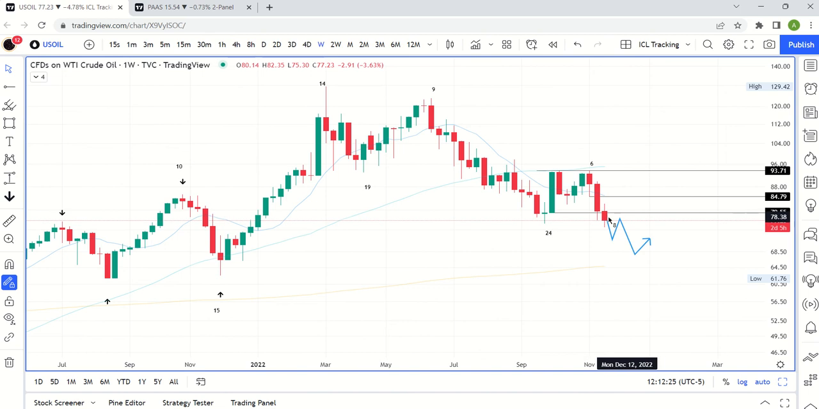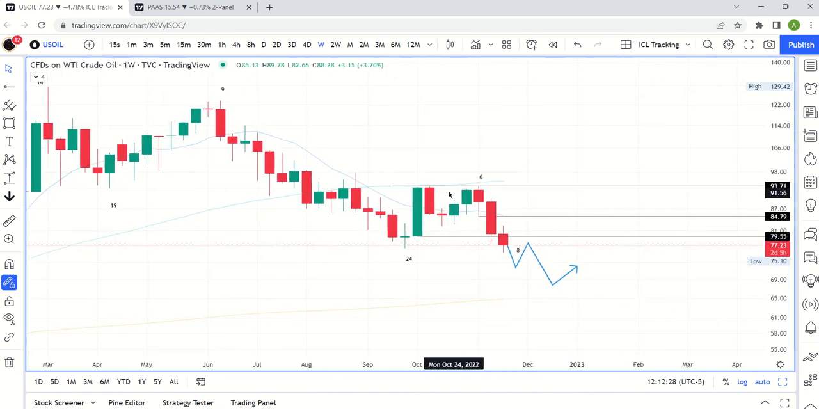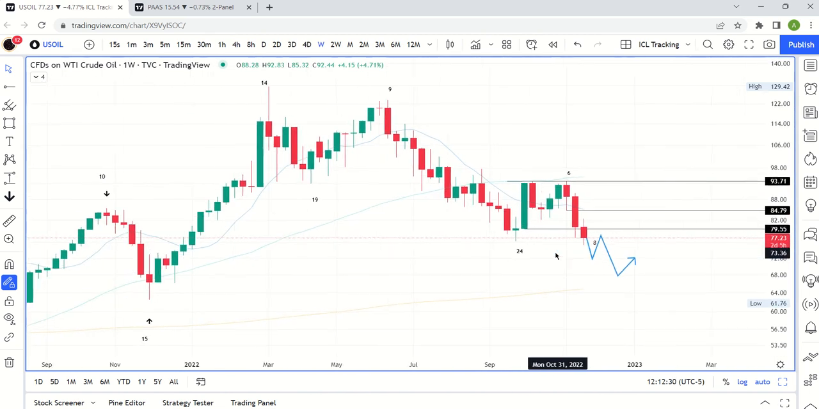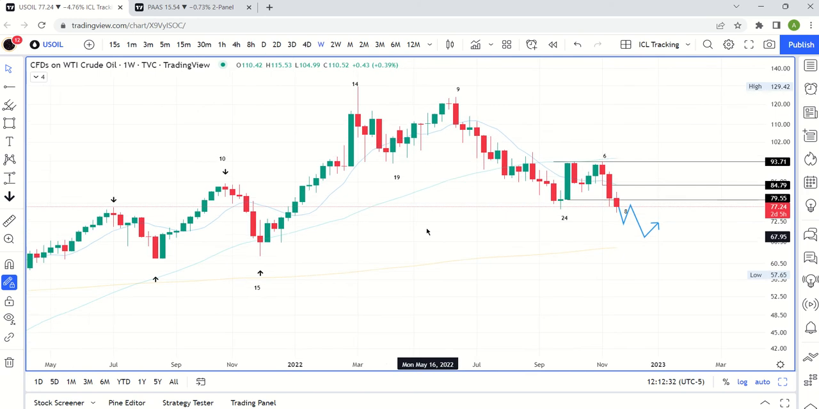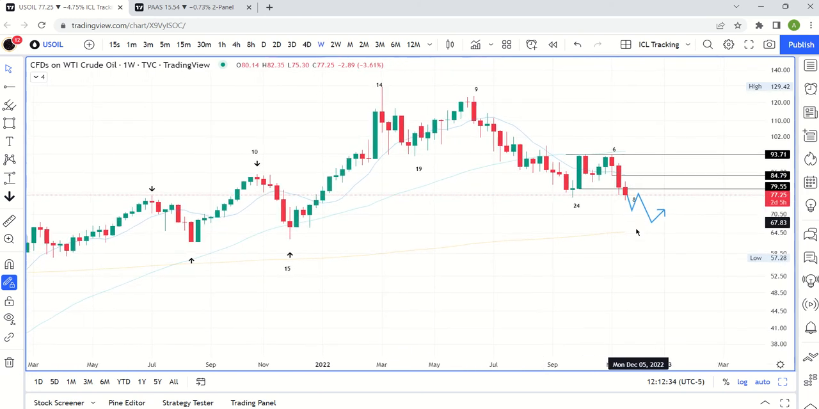Now, obviously, this could become a false breakdown of this consolidation range. We're running out of time for that. We're going to have to see next week. And so again, this could take you down into the 60s. Also notice the 200-week moving average is down there.